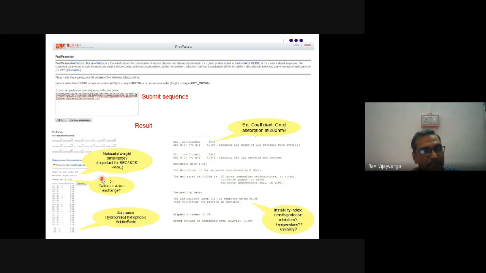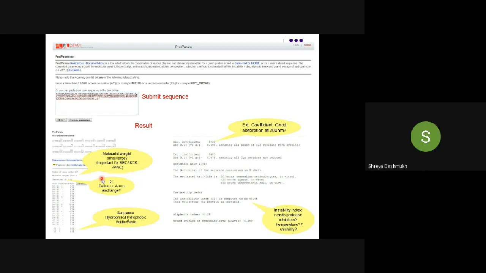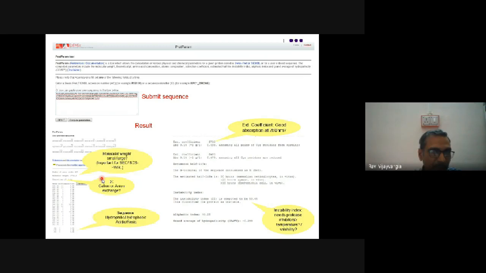Yes, sir. It's the pH where the protein has a net charge of 0. Very good. The pH at which the net charge is 0.